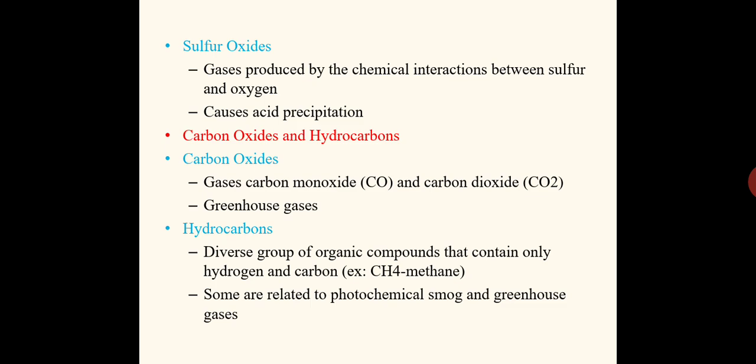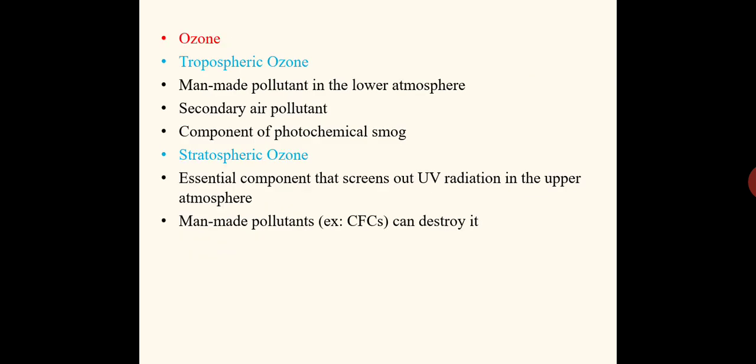Now comes the next one, that is hydrocarbon. Hydrocarbon means actually a derived group of organic compounds that contain only hydrogen and carbon. So any combination of carbon and hydrogen is known as hydrocarbon. An example is CH4 methane, C2H6, etc. Some are related to the photochemical smog and greenhouse gases. See, among these hydrocarbons, some are causing the photochemical smog and some are causing the formation of greenhouse gases. Okay. Now the last one is ozone.